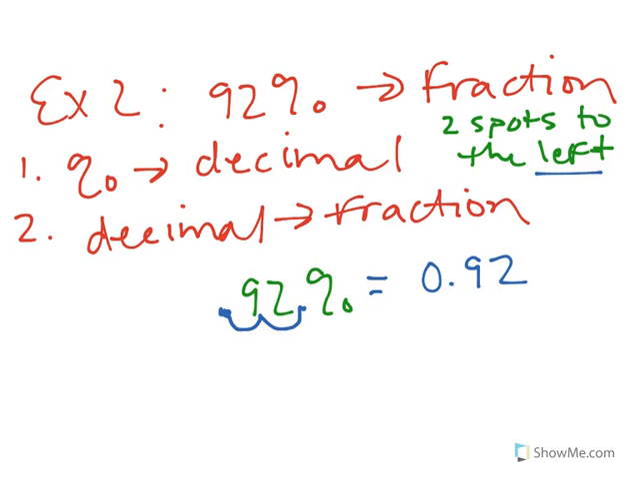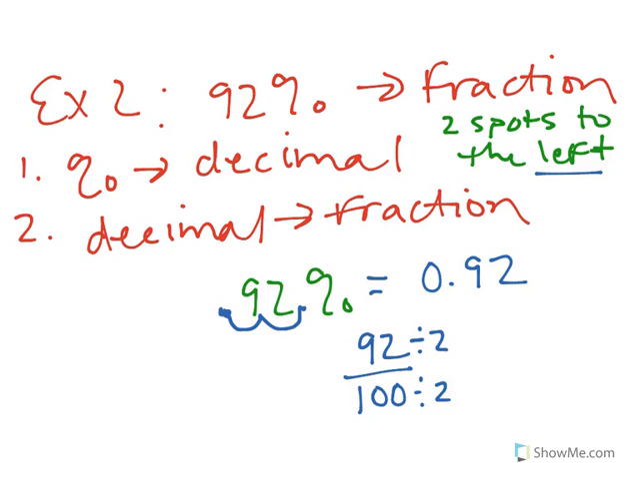Now we have to turn it into a fraction, and all you have to do in order to turn a decimal into a fraction is to read it. And then as always, you have to simplify your fraction. So I'm going to read this as 92 hundredths. I'm going to read it and I'm going to write it. Now I have to simplify it. Now you have to ask yourself, what factors do they have in common? Well, they're both even, so I can divide both the numerator and the denominator by 2.